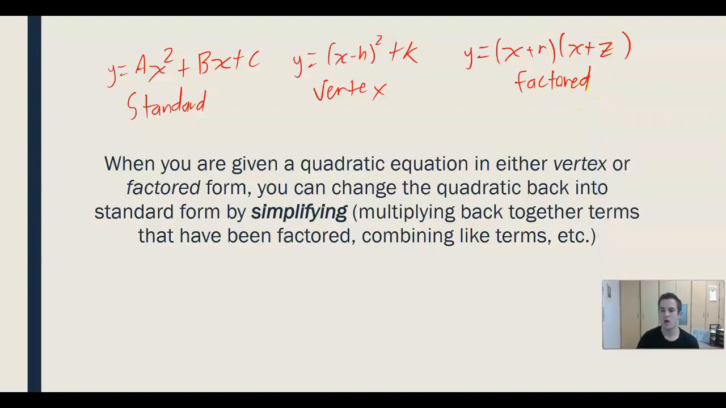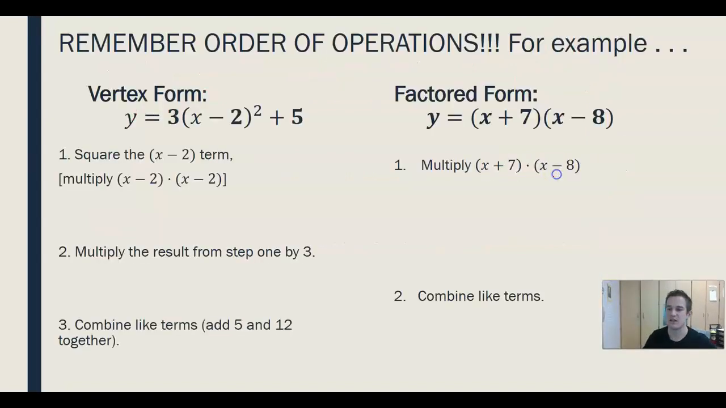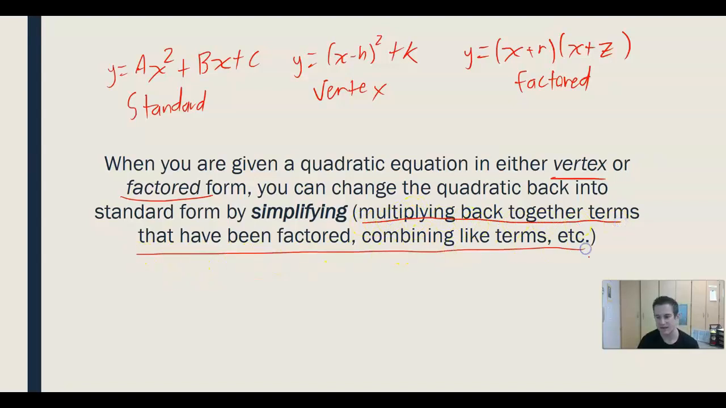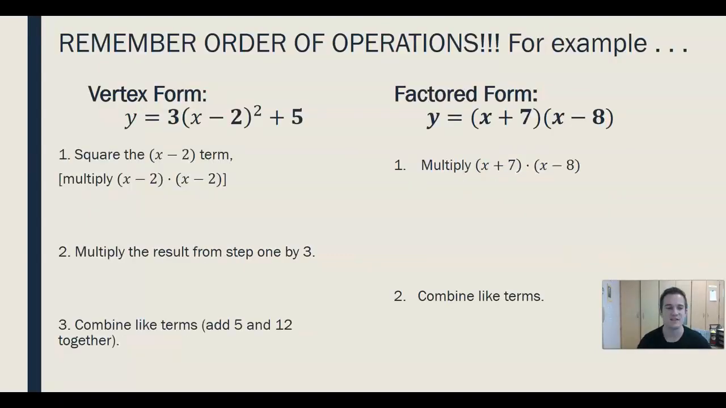So, when you are given a quadratic equation in either vertex or factored form, you can change the quadratic back into standard form by simplifying, or by multiplying back together terms that have been factored, combining like terms, etc. So what we're about to do isn't really new information. Back in the first trimester of Math 2, when we talked about multiplying and adding and subtracting polynomials, we've already done this. But let me walk you through what this would look like.